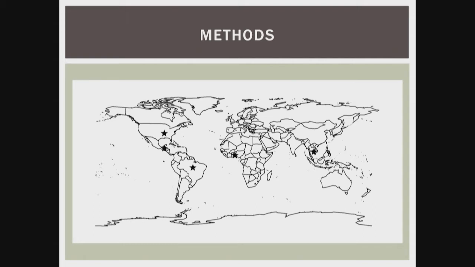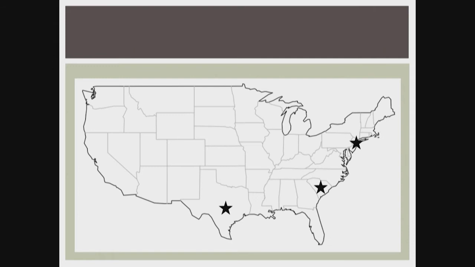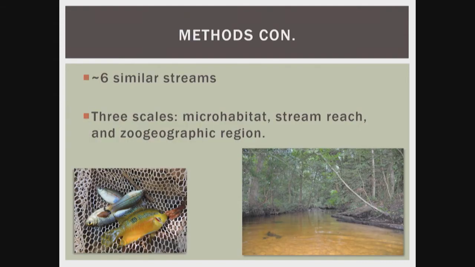So I sampled in the United States, Belize, Brazil, Benin, and Cambodia. And within the United States, I sampled Texas, South Carolina, and New Jersey. And at each of those sites, I was looking at 3 different scales: the microhabitat, a stream reach, and then the whole zoogeographic area.